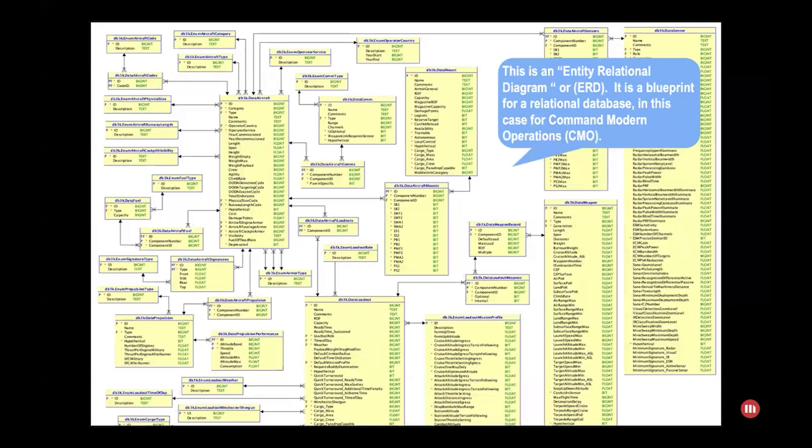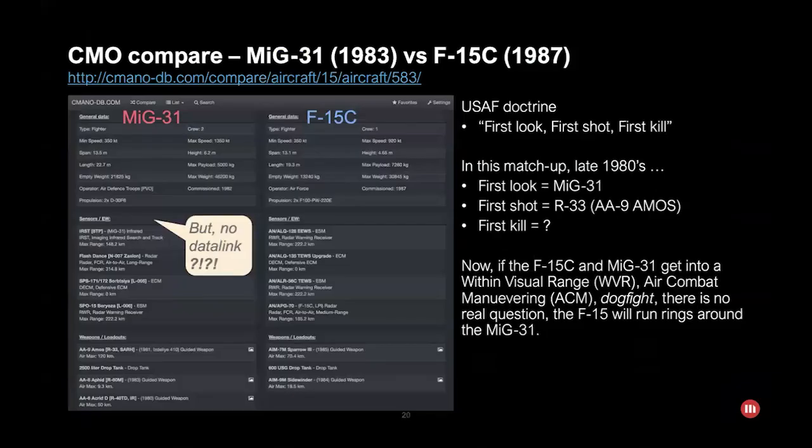This is another war game, Command Modern Operations. Because I'm a data analyst and a data architect professionally, I took the time to decompose this and really understand this database. It really is a fantastic database, but it does have some flaws. This is a good illustration of that. So I'm now comparing fighters at this website, which is the former name of CMANO, but you can compare, one-to-one, whatever fighters you want. It's very interesting to me that their MiG-31 has no data link at all. Well, we know that that's not true.